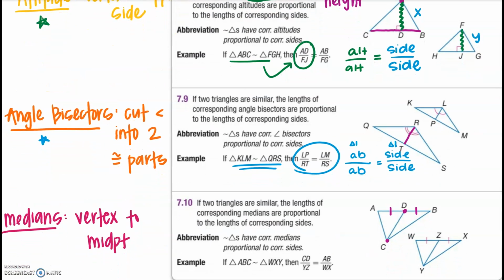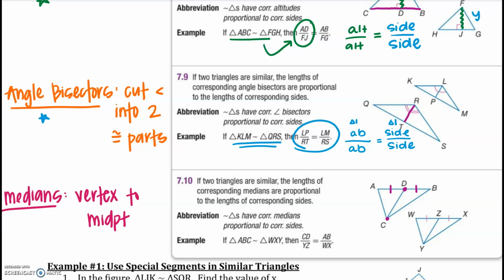Then again, the same thing can happen with medians. Medians go from the vertex to the midpoint. Because I know my triangles are similar, I can set up my proportion using the median. So median of triangle 1 over median of triangle 2. They did CD over XYZ equals the side of triangle 1 over the side of triangle 2. And remember, those have to be corresponding sides as well.